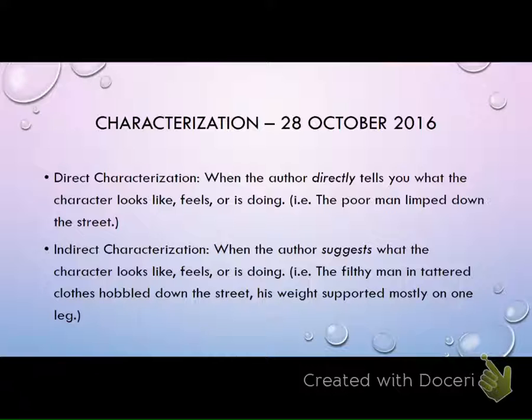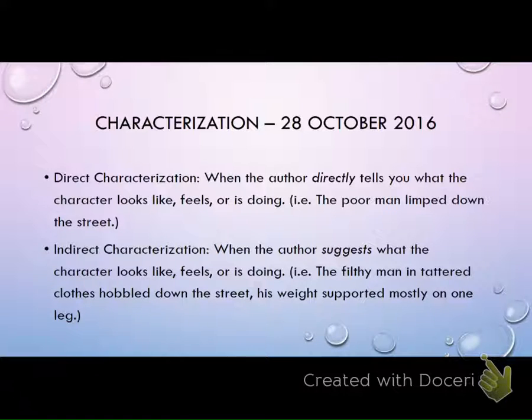Indirect characterization is when an author shows or suggests what the character looks like, feels, or is doing. For example, changing that first sentence up a little bit, an indirect characterization would be: the filthy man in tattered clothes hobbled down the street, his weight supported mostly on one leg. That immediately tells you that if he's filthy in tattered clothes, he's probably poor. And his weight supported mostly on one leg as he's hobbling down the street lets you know he's hurt and he's limping. But I didn't have to outright tell you that.